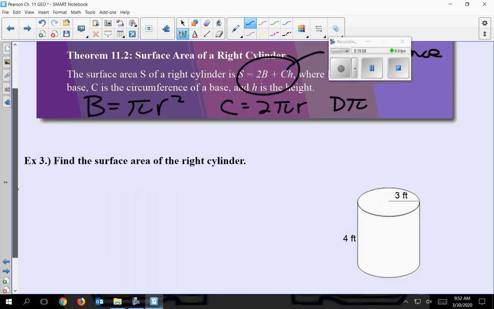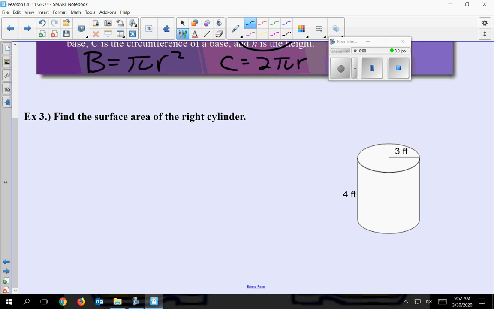So taking those into account, we're going to have to do a little bit of work here. You need to find the surface area of the right cylinder. Well, I need the base. So the base is going to be pi r squared. And I am going to change pi. I'll talk about this in a second. So pi, radius was 3 squared. And I can do my math.